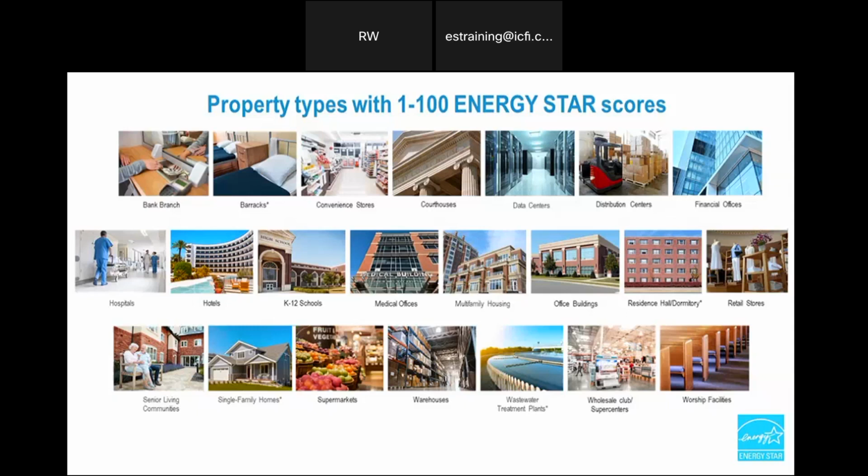For properties noted with an asterisk, so that's going to be barracks, medical offices, residence halls, and wastewater treatment plants, there is an Energy Star score, but these properties are ineligible for certification at this time. As of March 2023, convenience stores are a new addition to this list.